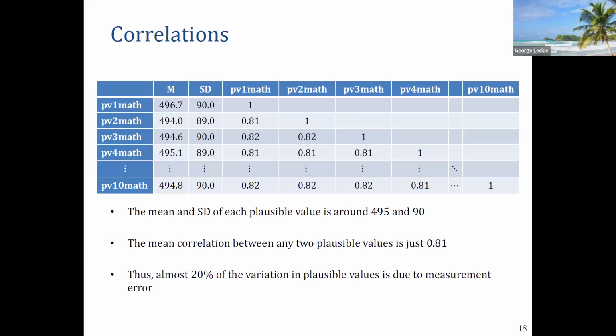Standard deviation is around 90. And here's the correlation matrix. The correlations between those 10 plausible values are only around 0.8. That means that 20% of the variation in this score is measurement error. So measurement error is big, and it's because each student is only doing a limited number of items, and you don't get that much precision off the back of it. So we need to do something about this. We can't just analyze one score in isolation. For me, it was really interesting when I saw just how weak those correlations are. They're not 0.95 or 0.99, they're around 0.8.